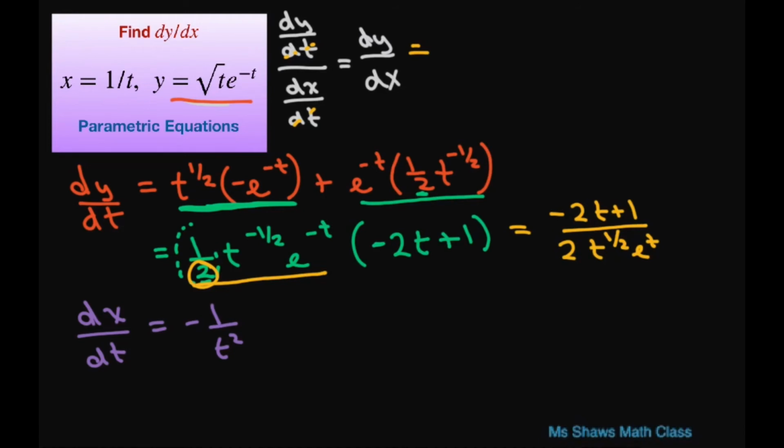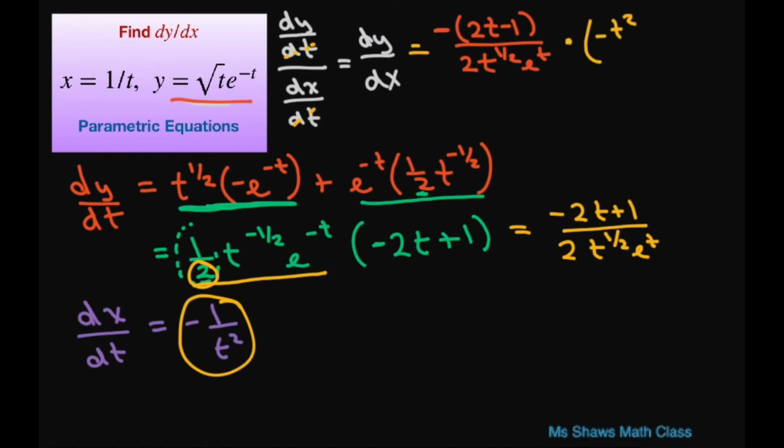All right, so just copy down your derivative of y with respect to t, and that's going to be negative 2. I'm going to pull out a negative and write this as 2t minus 1 divided by 2t to the power of 1/2 times e to the power of t. Now we divide by this, which is the same as multiplying by the reciprocal. So that's going to be times negative t squared divided by 1. All right, we have two negatives, so that's going to make a positive.